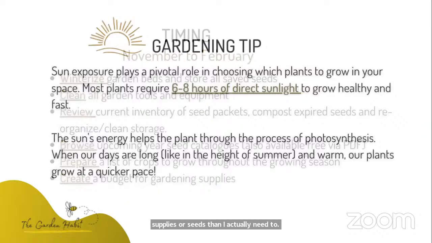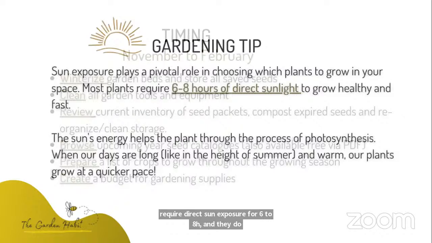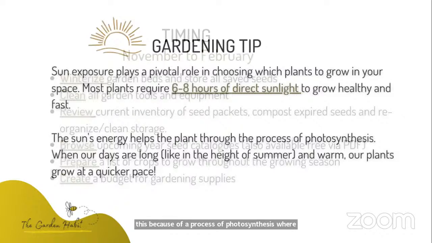Here's a really good garden tip as we now talk about assessing your space. Most plants require direct sun exposure for 6 to 8 hours. They do this because of the process of photosynthesis, where they take the sun's energy, carbon dioxide and water through the roots, and they make sugars to feed the plant and also feed the roots.